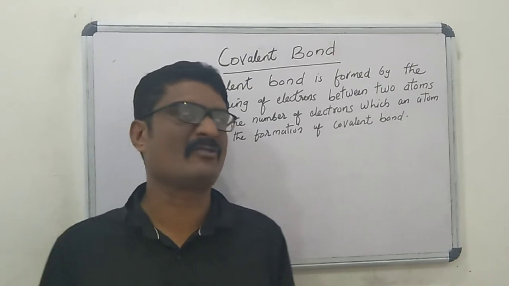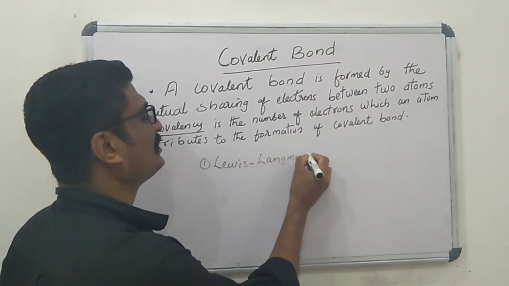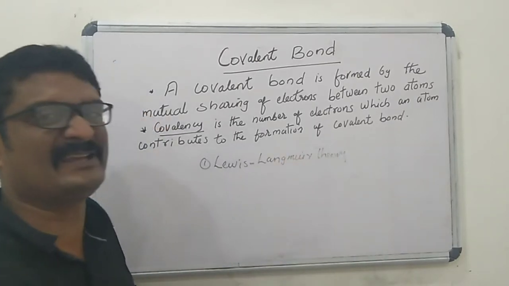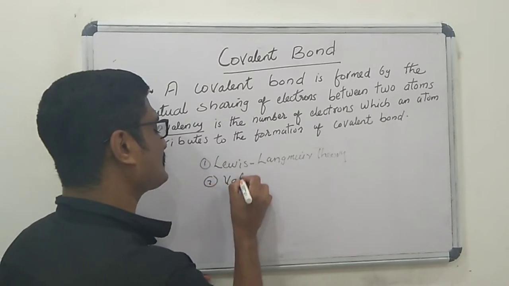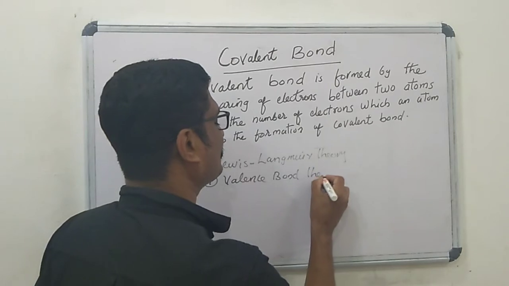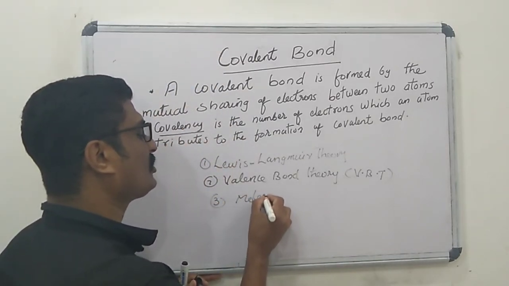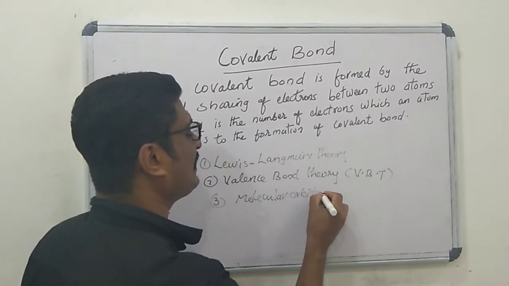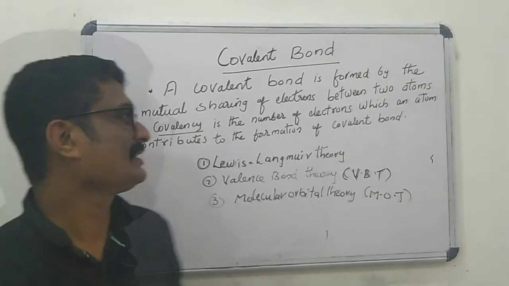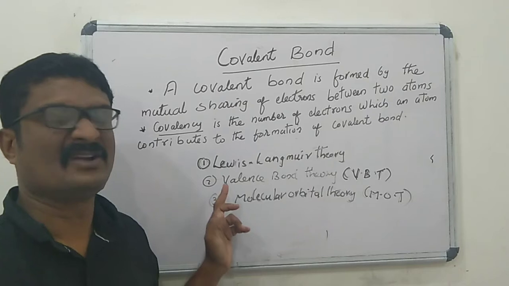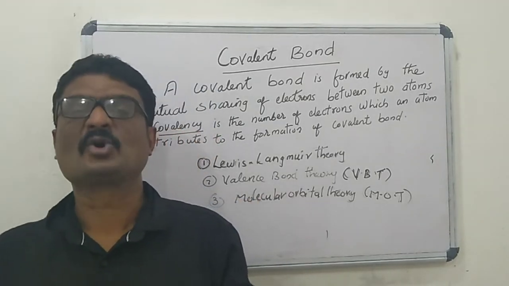The important theories are: number one, Lewis-Langmuir theory. Number two, valence bond theory, its short form is VBT. And number three, molecular orbital theory, short form is MOT. These theories explain the formation of a covalent bond in a molecule.